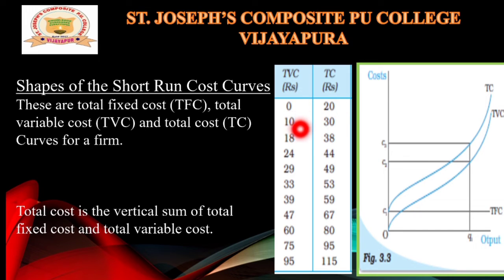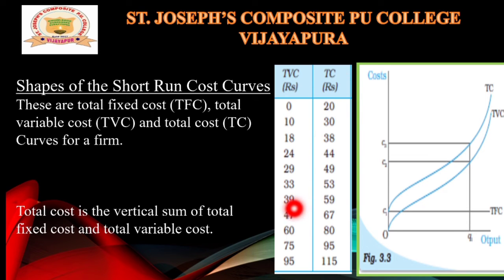When TVC is 0, TC is 20. When total variable cost is 10, total cost then increases to 30. Then again total variable cost increases to 18, so automatically TC also increases up to 38. When total variable cost is 24, TC is also 44. But TFC is what? Fixed. For example, TFC 20 means 20 only, 100 means 100 only. So we take these values here.